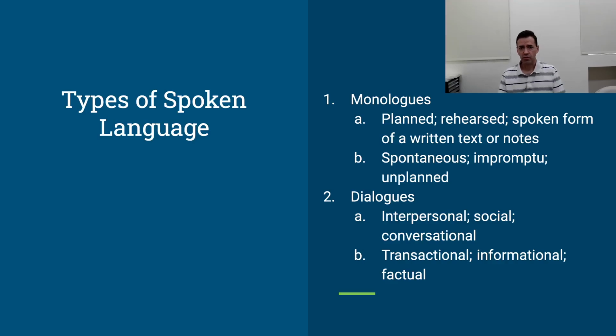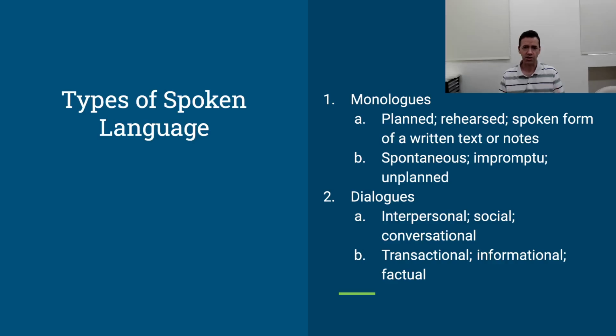Okay, so when we're talking about listening, of course, we are listening to people talk or sing or whatever. Now, what are the different types that we can use? And we can lump them into two major categories. The first one is monologues, and the second one is dialogues. Now, of course, there are many different types of these, but in general.